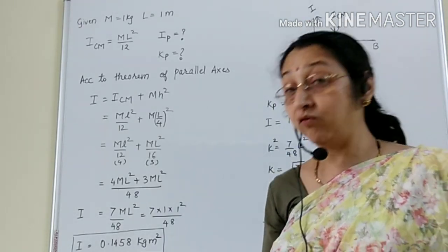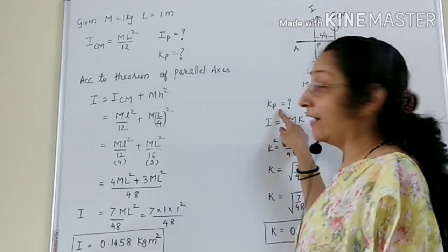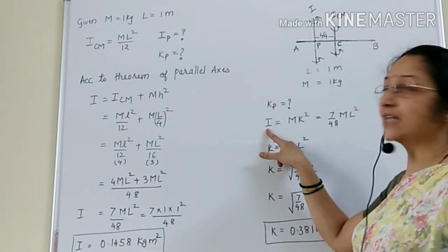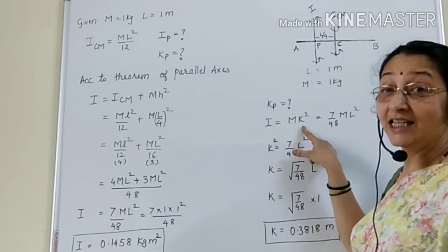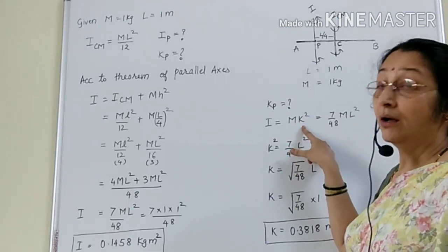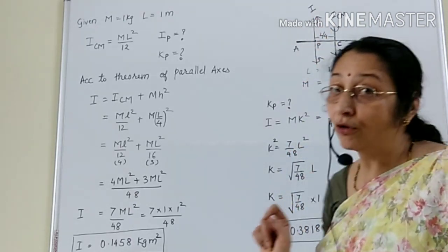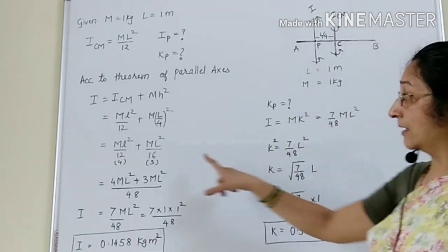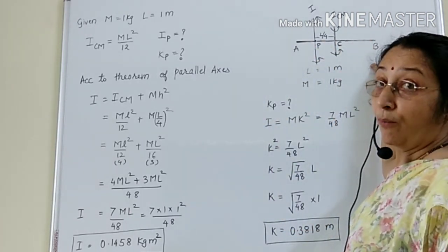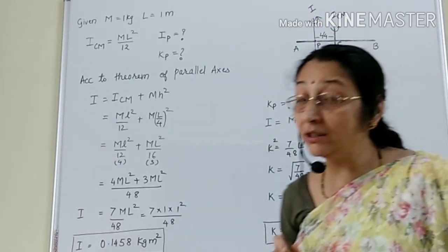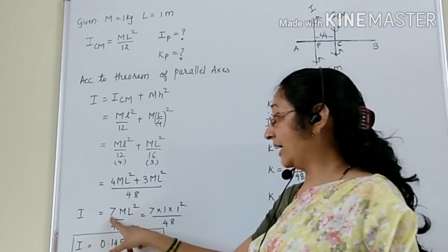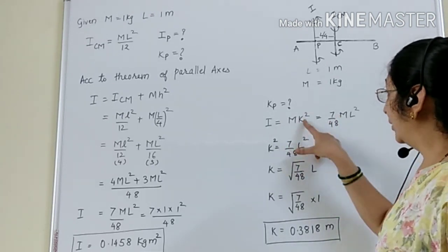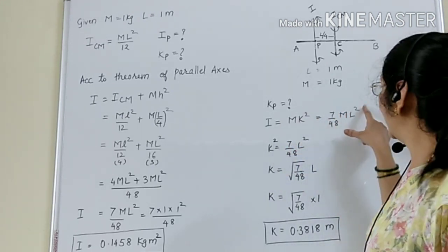Next, they have asked us to find the radius of gyration about this point P. Now we know the formula for radius of gyration, which is I is equal to mk square, where k is the radius of gyration of the body about that axis of rotation. Now we know that the moment of inertia of this thin uniform rod about the axis passing through point P is 7 ml square upon 48. So we write here I equal to mk square is 7 upon 48 ml square.